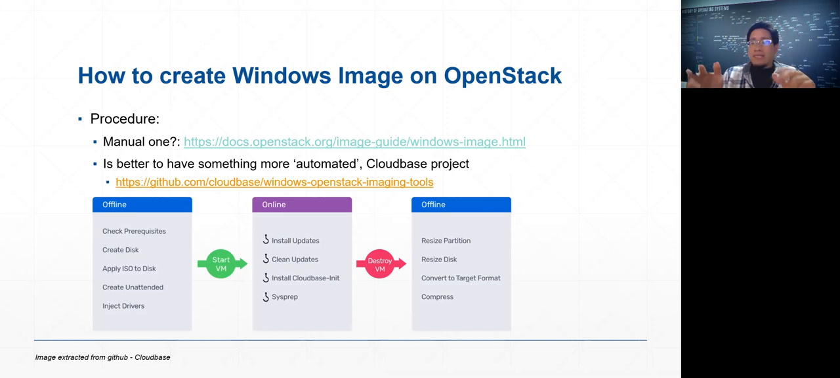The Cloudbase project, for me, the guys are very good. They do the Windows side very well, and they have their GitHub. I extracted that image from them and what they are doing. They will run it all: apply the ISO to disk, create an unattend file, inject the drivers, and then start the VM. They will start all the updates, install cloudbase-init and do the sysprep. Once you do that, you can take it and you will have your golden image, if you just need to install the updates every month. Later they will destroy that VM that is in Hyper-V, resize the partition, resize the disk, convert to the target format, QCOW2, and then compress it, and you will have it ready to put in the image in OpenStack.